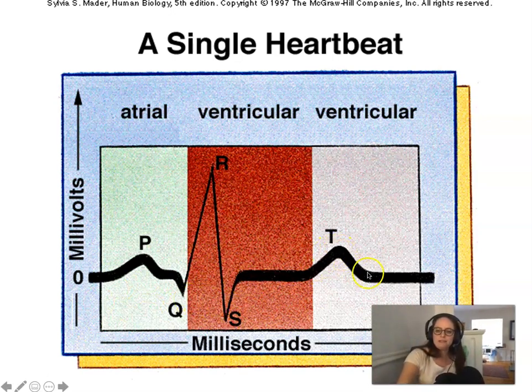And then the ventricles repolarize. So remember your waveform for your action potential: depolarization, repolarization, hyperpolarization. So while those ventricles are repolarizing, that change is detected by a T wave.